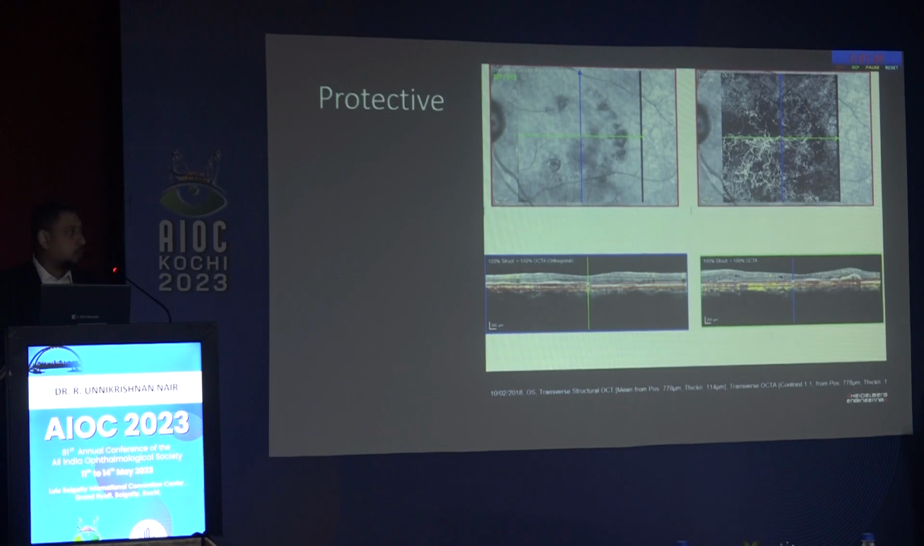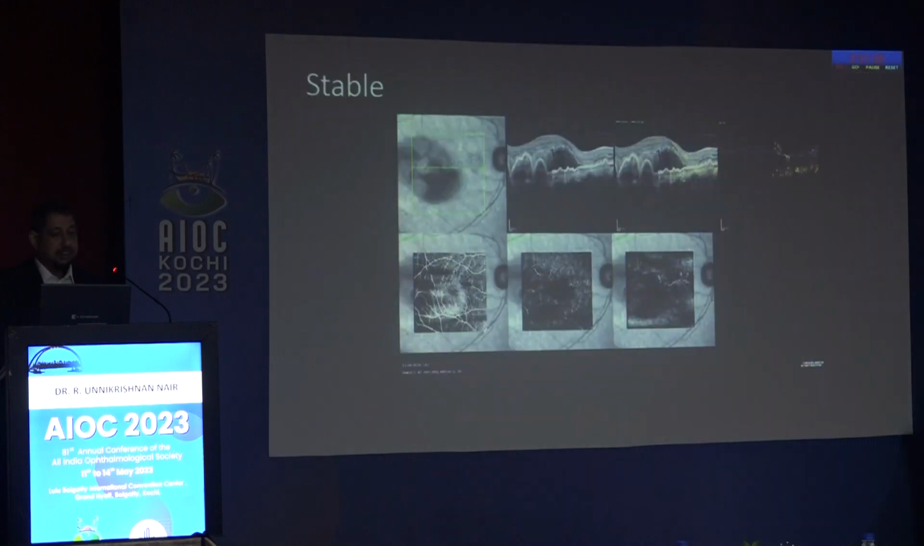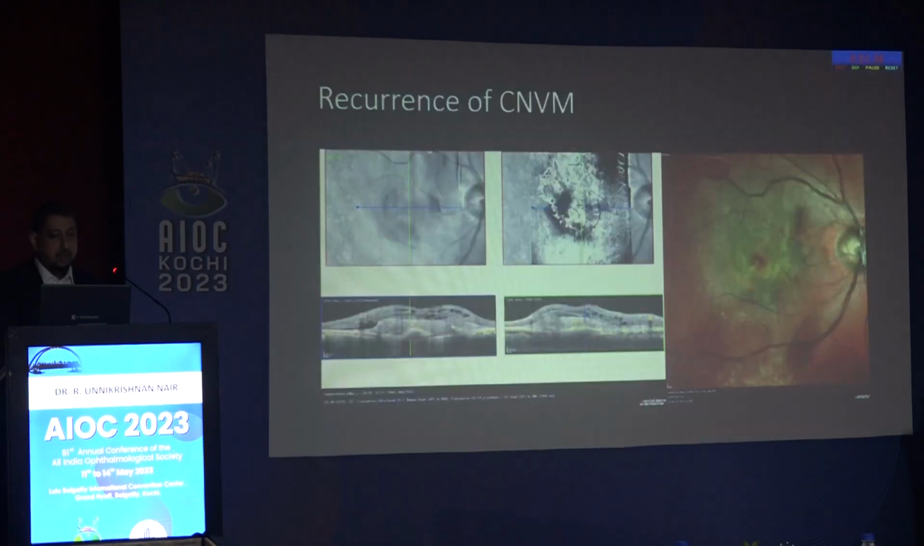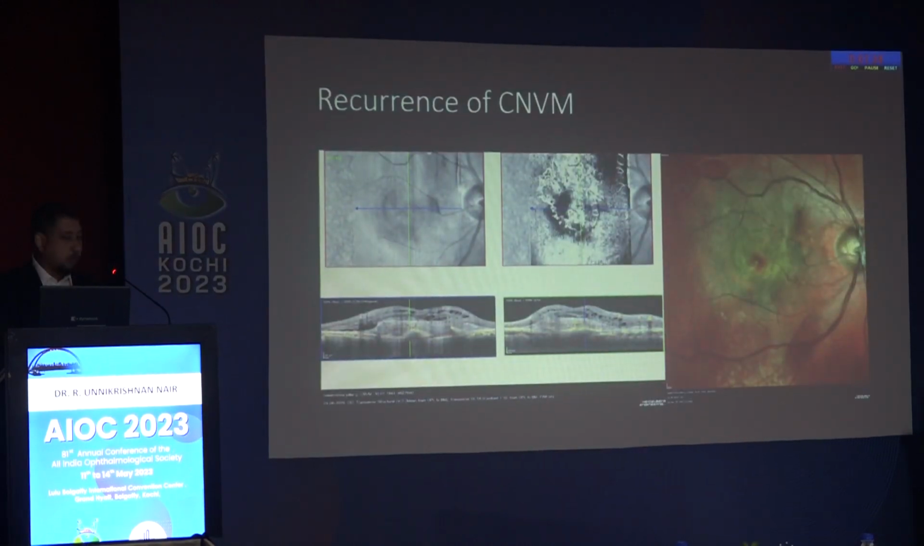There's no SRF, no CME, but you can see there's a large vascular net on OCTA exactly underneath the fovea over a large area, and that is the CNVM or the residue of the CNVM providing circulation to the RPE. It's a protective effect. So I will just probably stop with this.